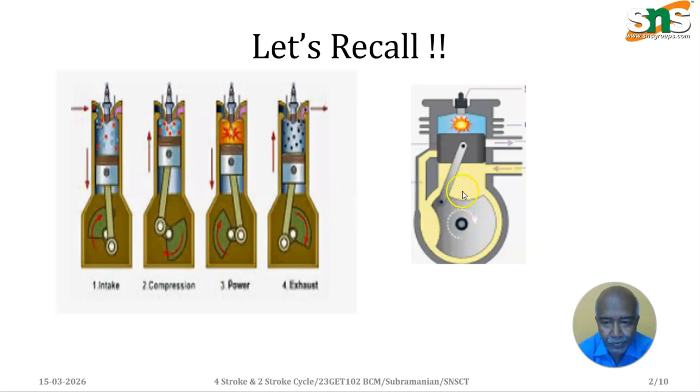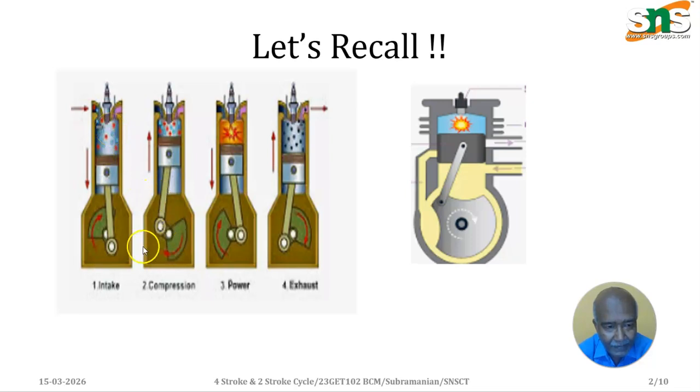Here in the 2-stroke, in 1 revolution, we get 1 power stroke in 2 strokes. Whereas here, for 2 revolutions, we get 1 power stroke in 4 strokes. So first will be the intake stroke, where the piston moves from the TDC to BDC, and then the air-fuel mixture enters. Air will be entering into the chamber, whereas fuel will be injected through the fuel injector.